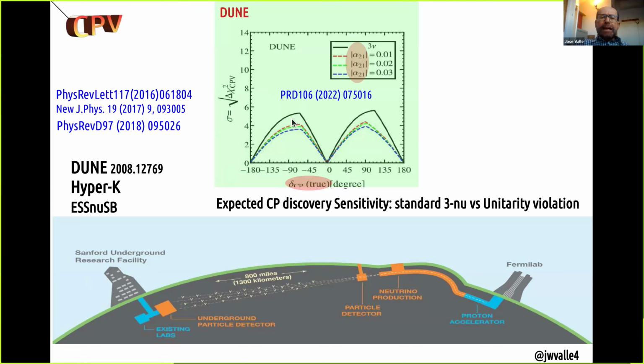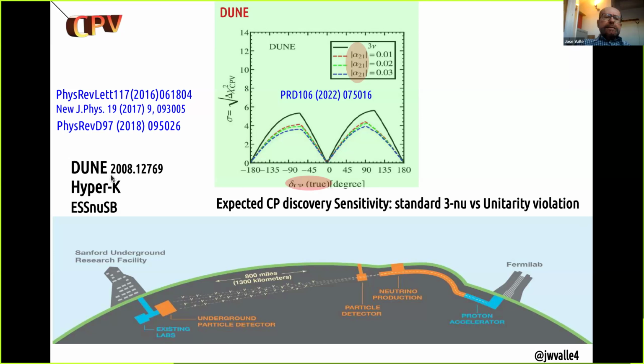And besides the black sensitivity forecast, I also show the expectation that would come from the case where unitarity is slightly broken in the lepton mixing matrix, as expected, for example, if neutrino masses arise from a type 1 low-scale seesaw. So these would be deviations of 1, 2, and 3% of strict unitarity of the lepton mixing matrix. This is for the DUNE experiment.